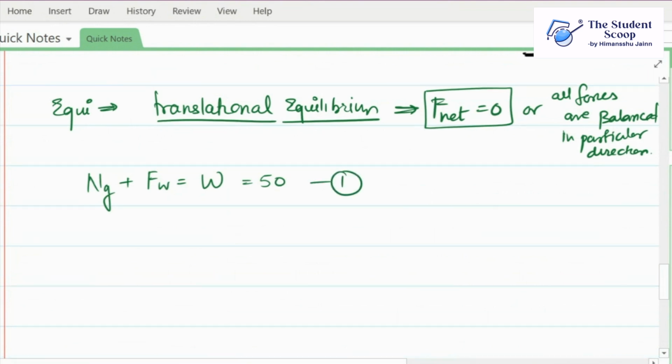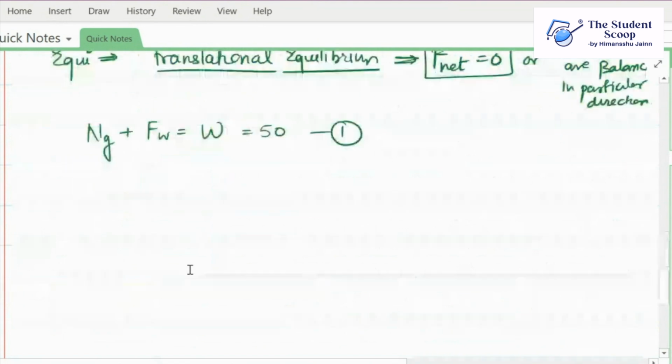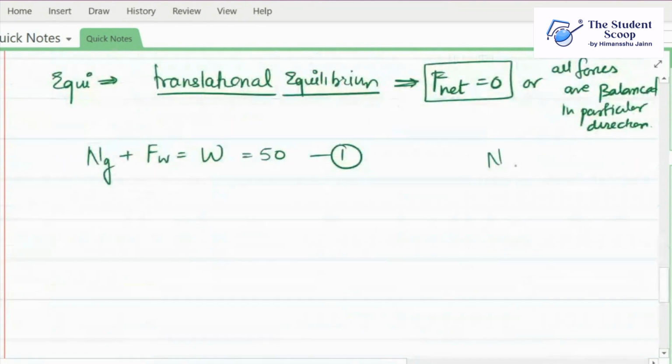And the horizontal forces are normal force from the wall and frictional force from the ground, which are equal. Normal force from the wall is equal to frictional force, and that is our equation 2. Correct?